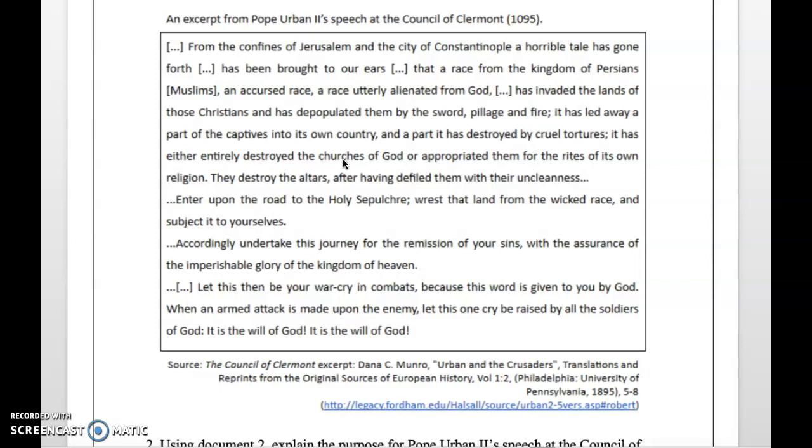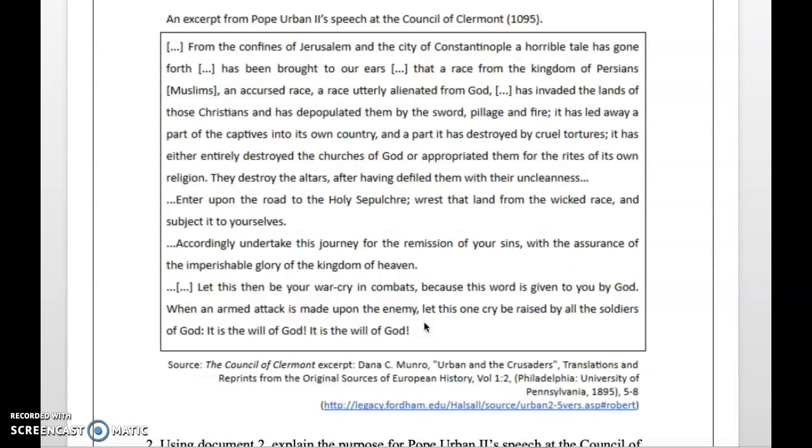Enter upon the road to the holy sepulchre, wrest the land from the wicked race, and subject it to yourselves. Accordingly, undertake this journey for the remission of your sins with the assurance of the imperishable glory of the kingdom of heaven. Let this then be your war cry in combats, because this word is given to you by God. When an armed attack is made upon the enemy, let this one cry be raised by all the soldiers of God: It is the will of God, it is the will of God.